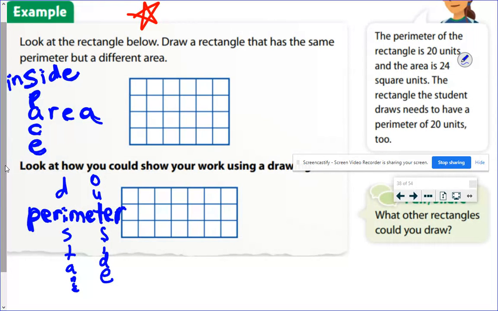The rectangle below, draw a rectangle that has the same perimeter but a different area. These notes that we always find over here on this part of the board are very helpful. The perimeter of the rectangle is 20 units and the area is 24 units. The rectangle the student draws needs to have a perimeter of 20 units too. So this is 4 units times 6. So if we add all the sides, 4 plus 6 plus 4 plus 6, you and I were practicing that. That is 20, like it says over here. Then if we multiply the side lengths, that's 24 square units.